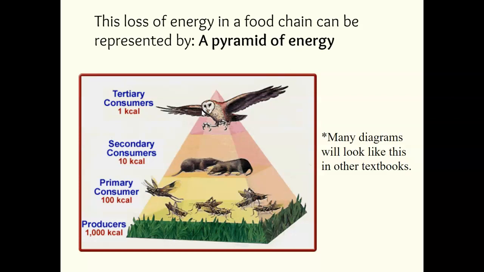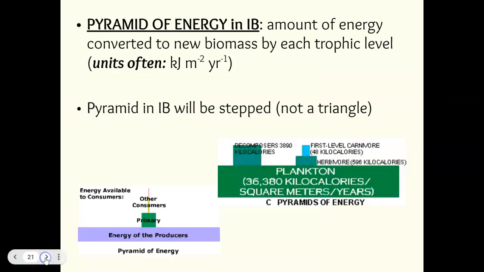What's wrong with drawing it as a triangle is it's not proportional. This level is not showing that it's 10% of this level, and so on. So to fix this, IB uses stepped pyramids, where we can draw each step of the pyramid proportionally to the next one. And so we will practice drawing these proportions.